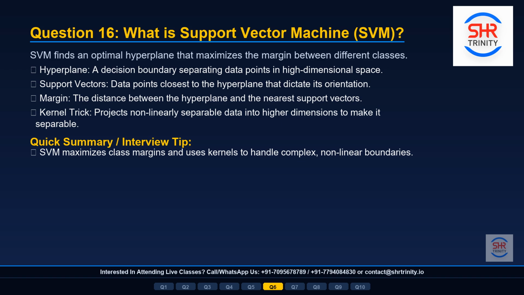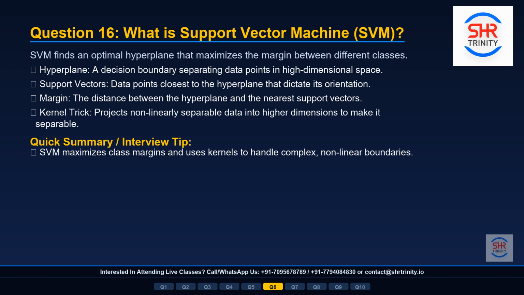If the data is not linearly separable in its original space, SVM employs the kernel trick. The kernel trick mathematically projects the input features into a higher dimensional space where they become linearly separable, allowing SVM to draw complex, nonlinear boundaries using linear operations in that new dimension.